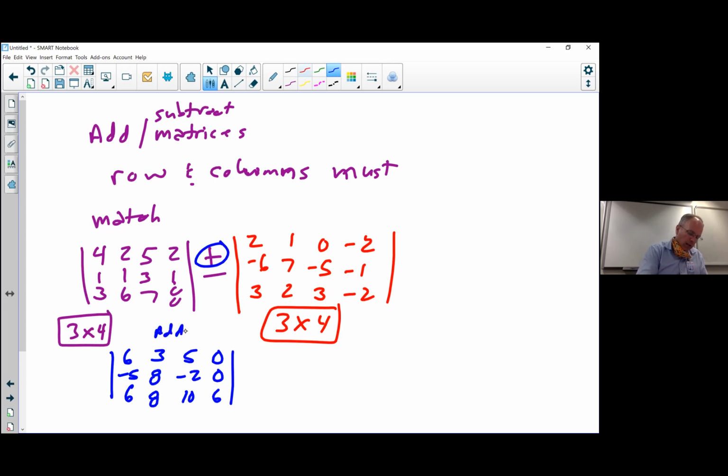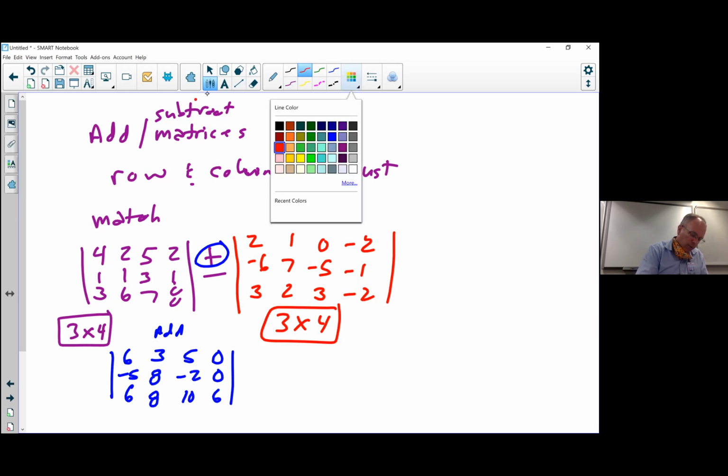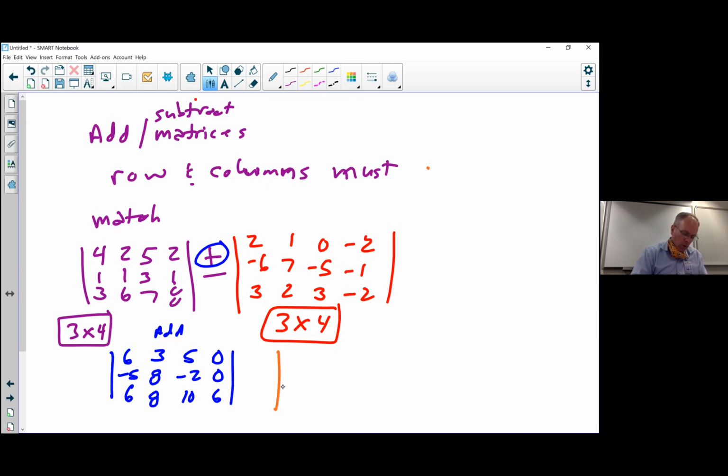If I subtracted them, we're going to go this way. 4 minus 2 is 2. 2 minus 1 is 1. 5 minus 0 is 5. 2 minus minus 2 is 4. 1 minus minus 6 is 7. 1 minus 7 is negative 6.